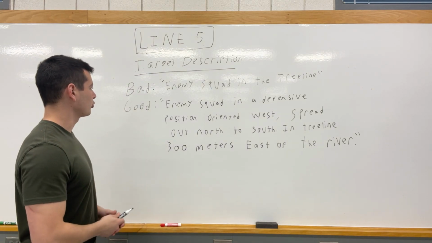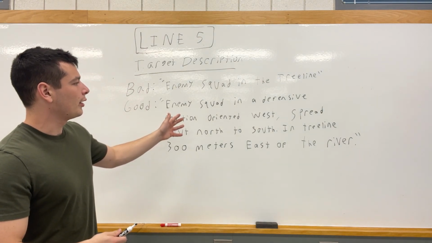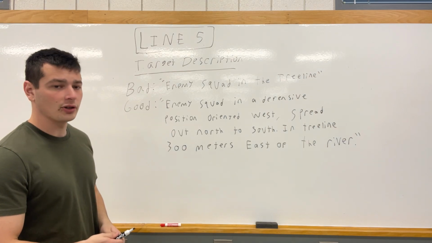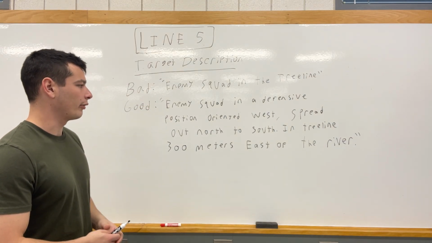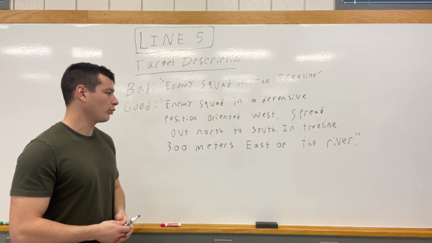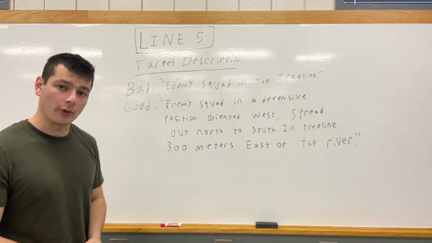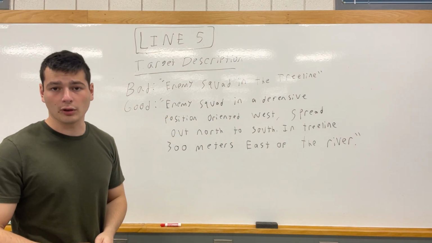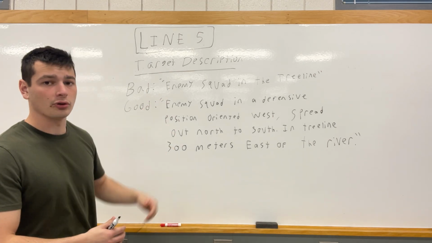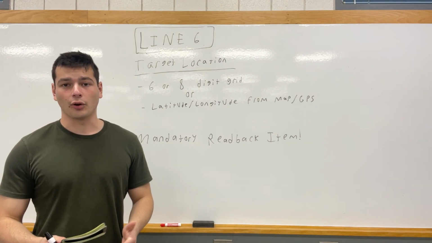So a better description would be enemy squad in a defensive position, oriented west, spread out north to south, in the tree line 300 meters east of the river. You see how this one gives the aircrew a lot more to work with in terms of actually pinpointing a specific location that they should fire at as opposed to this first one. Line 6 is the target location.